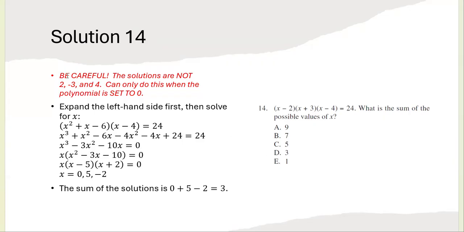Oh, I guess, yeah. So it'll be 2 minus 3 and 4. That sums to 3, not 1. My bad. So unfortunately, you do still get the same answer as I was saying, but you got to be careful.